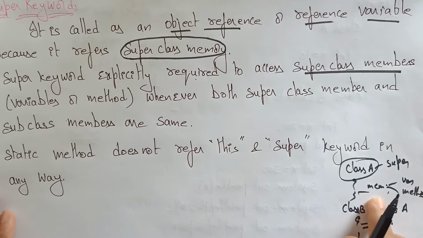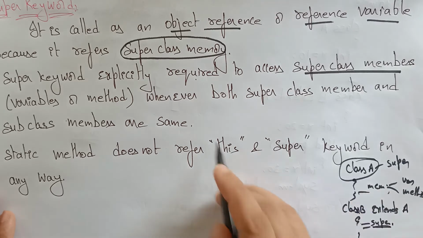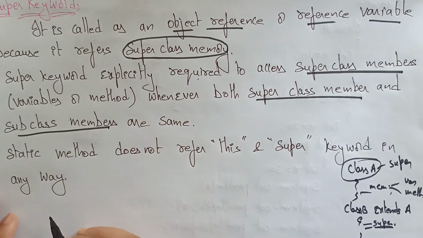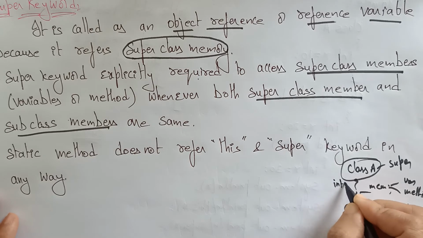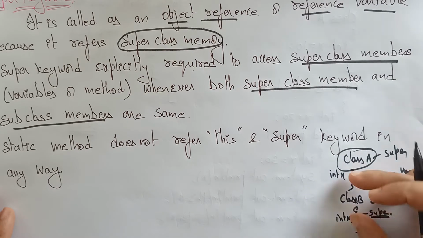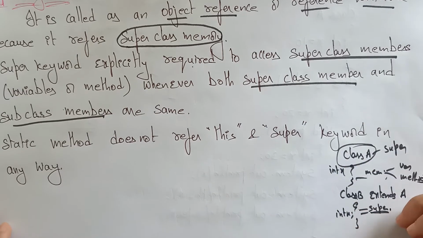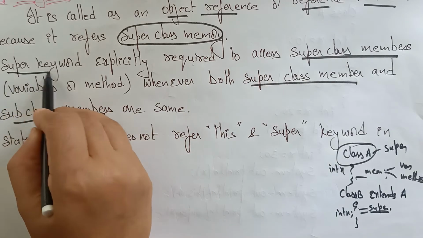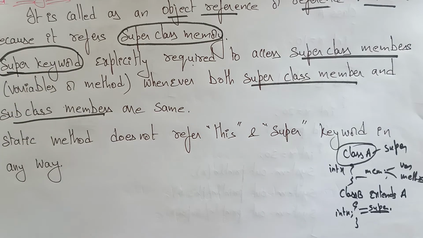Whenever a super class member and a subclass member are the same, that means here I used int x, and in class B I also used the variable int x, so both names are the same. Whenever the members, that is a method or a variable, have the same names, only then is the super keyword required explicitly. Otherwise you need not mention it.